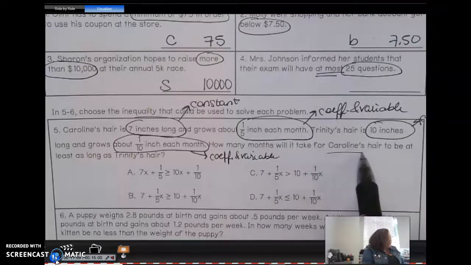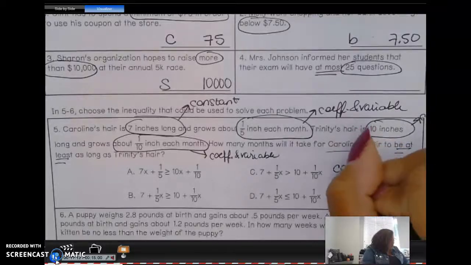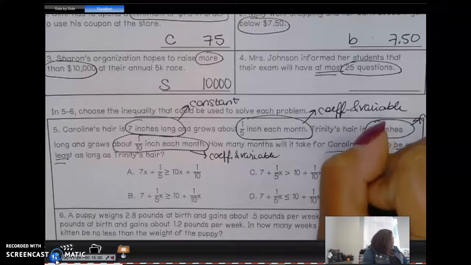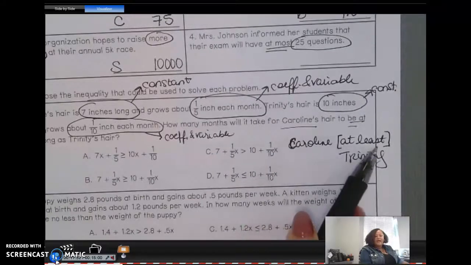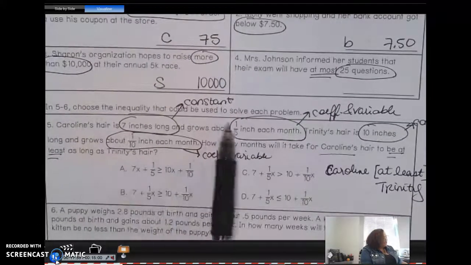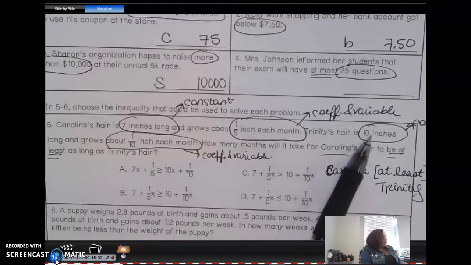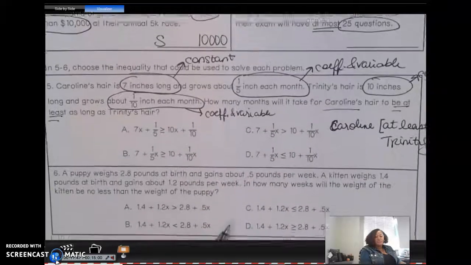How many months will it take for Caroline's hair to be at least as long as Trinity? Caroline should be, I need a symbol here, at least as long as Trinity. Should be a capital C. There we go. So, go back, look at your symbols for at least. Caroline is 7, 1/5 inch. Caroline is 10, 1/10 inch of growth. Figure out the best one that matches the situation. Choose it.